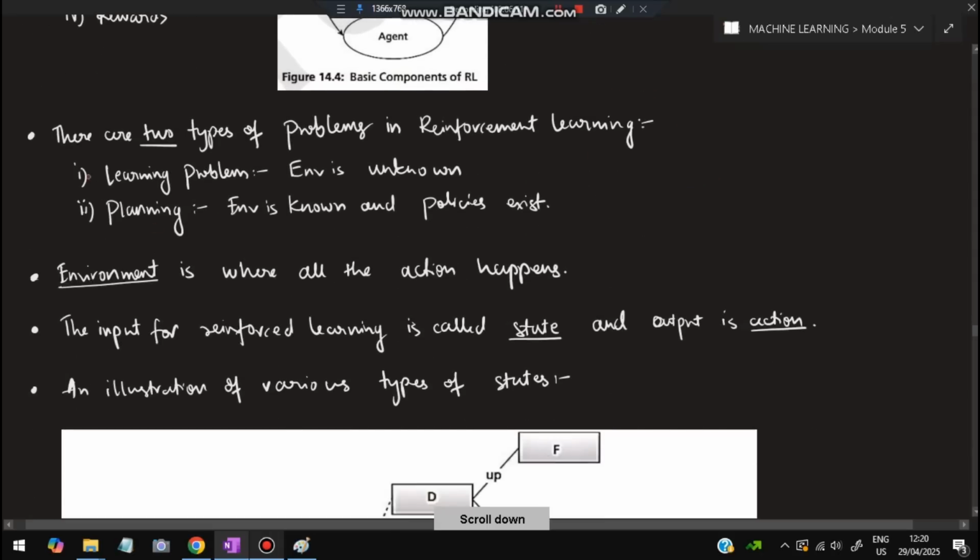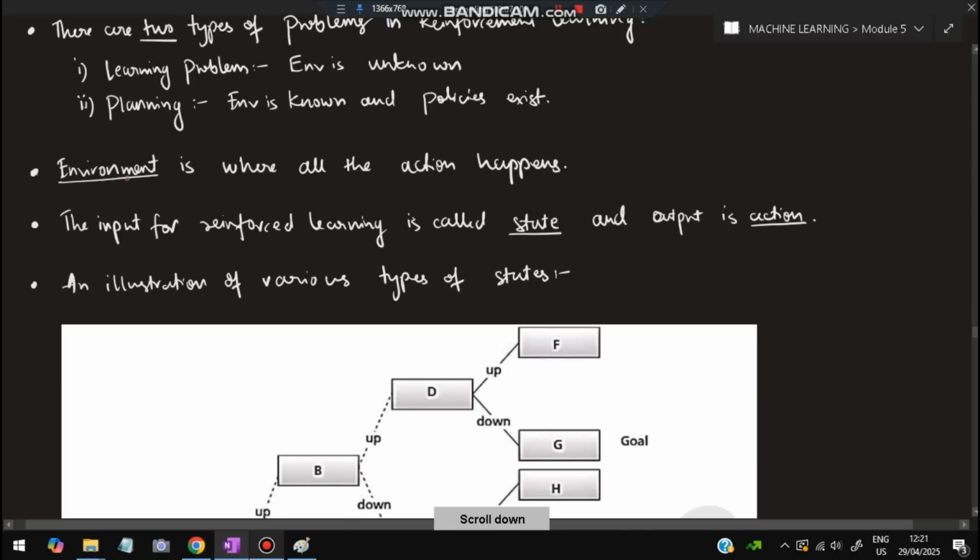And there are two types of problems: learning problem and planning problem. In a learning problem, the environment is not known, and in a planning problem, the environment is known and some policies exist. It means the robot will know to avoid some things and do some things more favorably. If two options are there, which option to choose? Some policies are defined, choose this one or this one, like that. So that is the planning approach. Environment is where all the action happens. And what is the state? State is the state you are currently in. You are a student, right? So the input for reinforcement learning is the state and the output is the action.